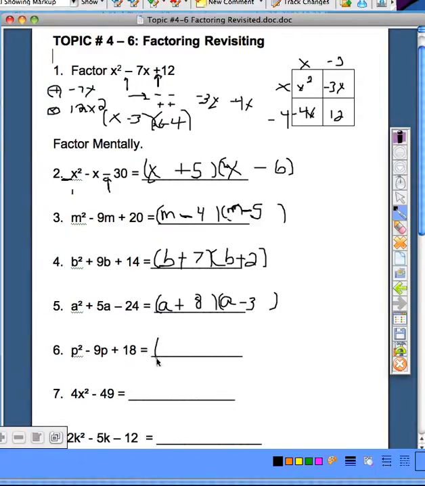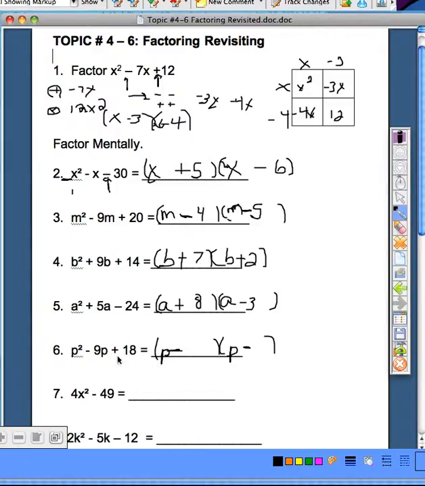Okay? Then we have 8 plus a, okay, we have p. So we're going to have a p squared. P is p times p. Positive here, negative here means both the signs are the same and they're both negative. So we put p minus in both of them.